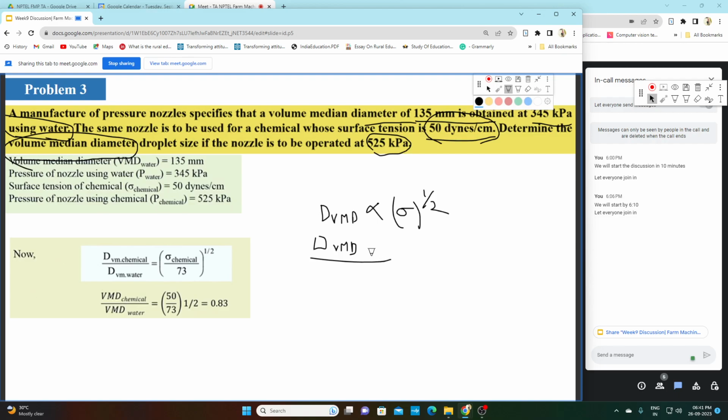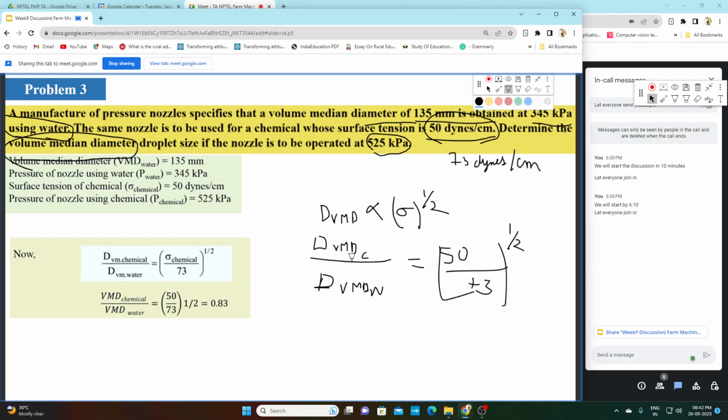So D_VMD of chemical divided by D_VMD of water will be equal to sigma of chemical, which is given, that is 50 dynes, and sigma of water, you have to memorize this, the surface tension of water is 73 dynes per centimeter. This is your surface tension of water. So 50 by 73, to the power half.